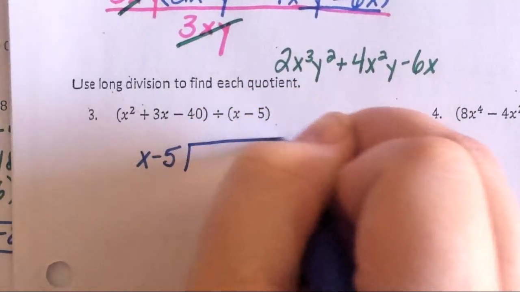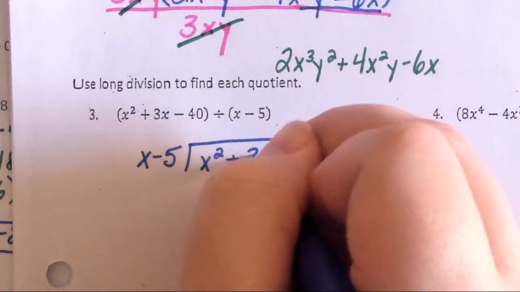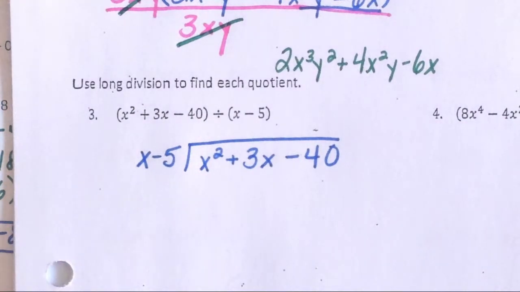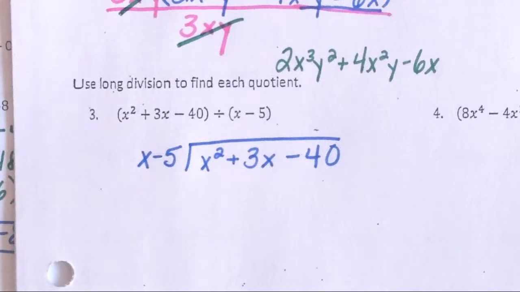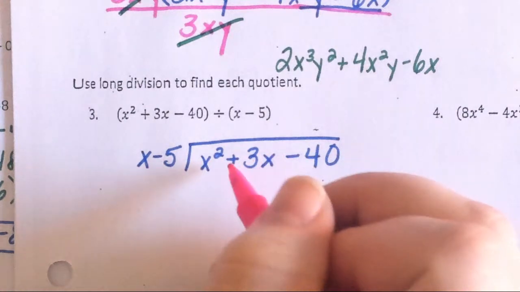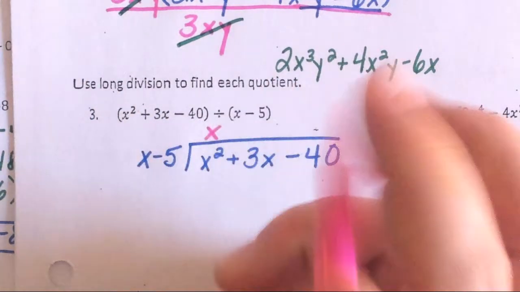Okay, so we are still going to make a house. We're going to ask how many times does x minus 5 go into x squared plus 3x minus 40. So just like when you were doing long division with numbers, you made a house, we're still making a house. We're still asking ourselves, how many times does x go into x squared, or what times what gets me x squared? And you're like, oh, x. Isn't x times x, x squared?